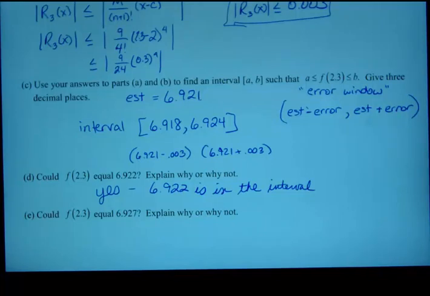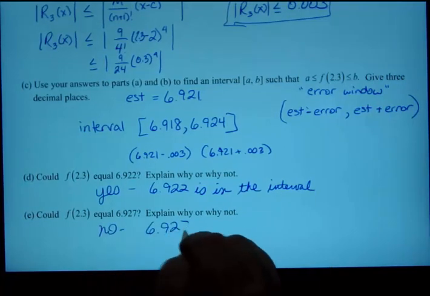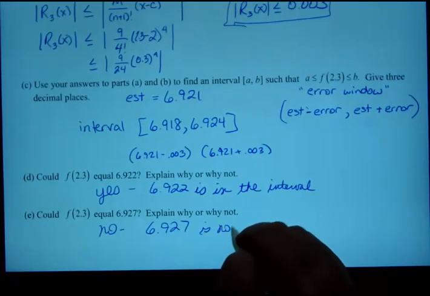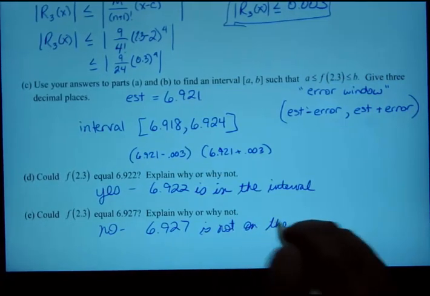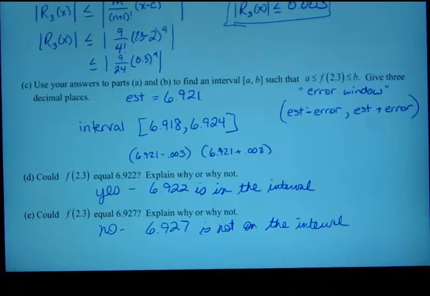What about, could f of 2.3 be 6.927? No, because the highest it will go is 6.924. 6.927 is not on the interval. Is there an official name for an interval? It's just the interval. Don't call it an interval of convergence because it's not. It's the interval for the error.